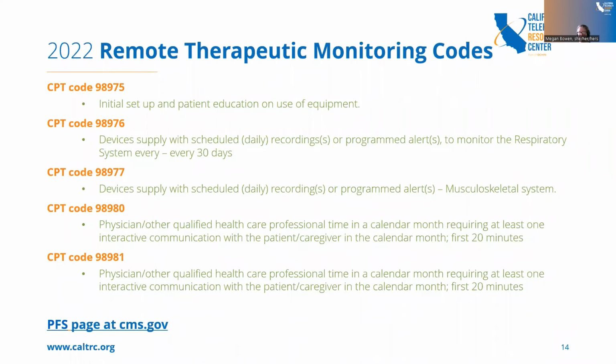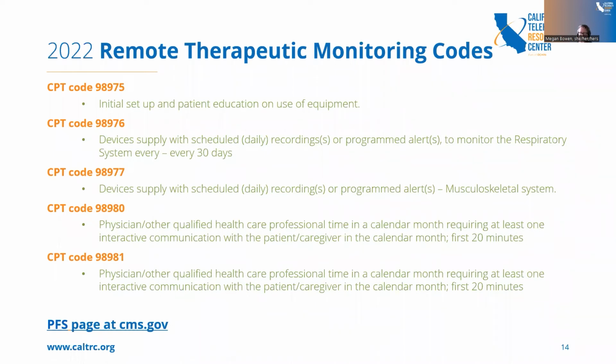With remote therapeutic monitoring, the patient doesn't necessarily need to use a device. You simply need a platform that's able to track quantitative and subjective data from your patients. And there are many ways to collect that information, including software, a web portal, mobile app, or even a wearable device. So these are the RTM codes that you're seeing here.